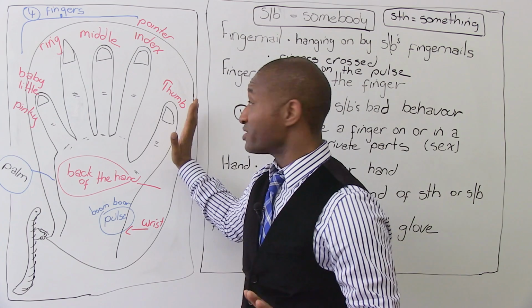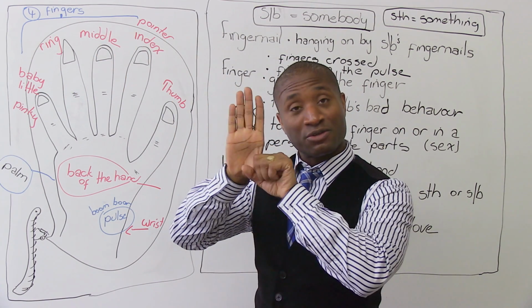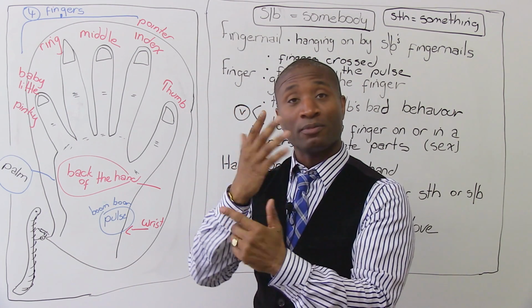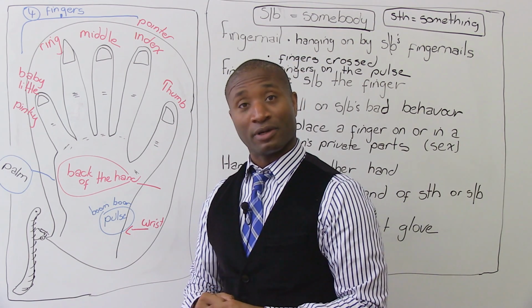The thumb is separate. That's why I put these in blue. The thumb is not considered a finger. It's considered just the thumb. Your fingers plus your thumb make up your hand with your palm, the business end, the back of the hand, right? And your wrist.